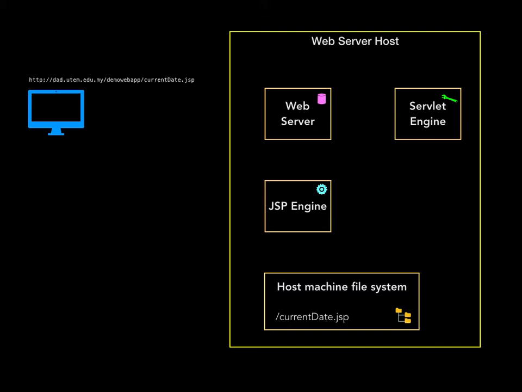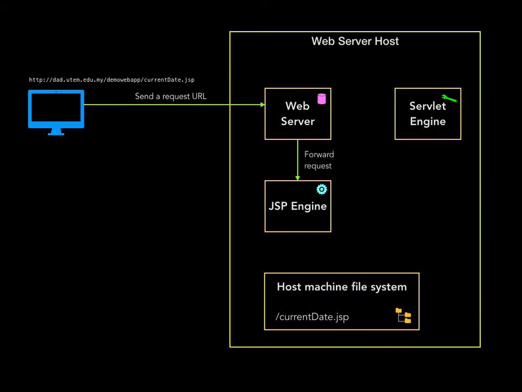The web browser sends an HTTP request to the web server requesting the JSP page. The web server recognizes the request for a JSP page by checking the extension of the file. The web server forwards the request to the JSP engine.